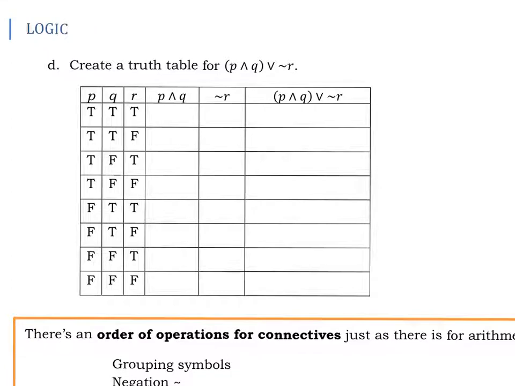Notice in my P column, I've done 4 truths followed by 4 falses. That's the pattern I always use. Then I cut that in half for the next column. In other words, I cut the 4 in half to 2, and I do 2 true, 2 false, 2 true, 2 false. And then in the third column, I cut that 2 in half again to 1, and so I alternate every other one. True, false, true, false, true, false.